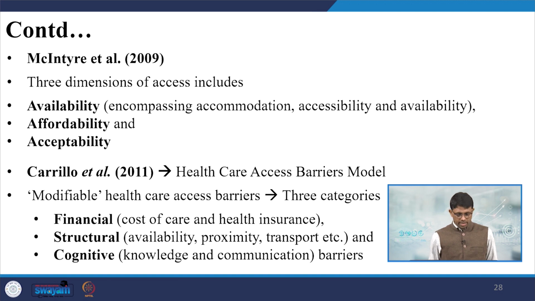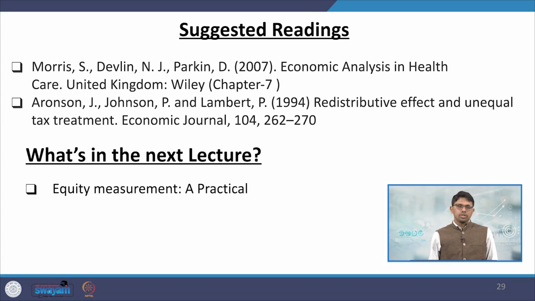And Carrillo et al. in 2011 discussed the healthcare access barriers model. The modifiable healthcare access barriers are of 3 types: financial, structural and cognitive. So that also presents some forms of barriers we have discussed directly and indirectly. You can follow from the readings if you are stuck somewhere, and in the next lecture we will try to give you hands-on understanding of horizontal equity. Okay, so that's all for today. Thank you.